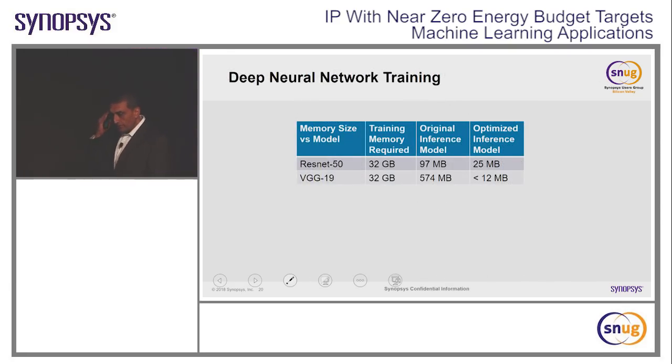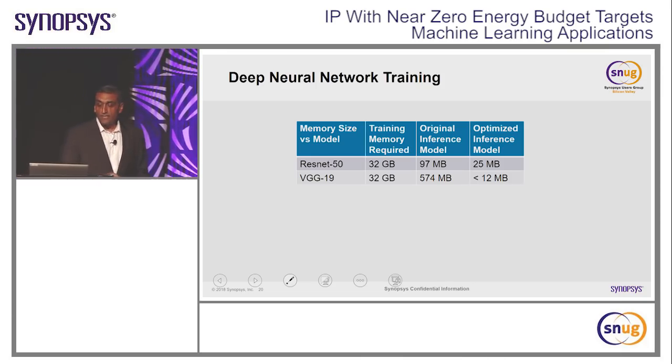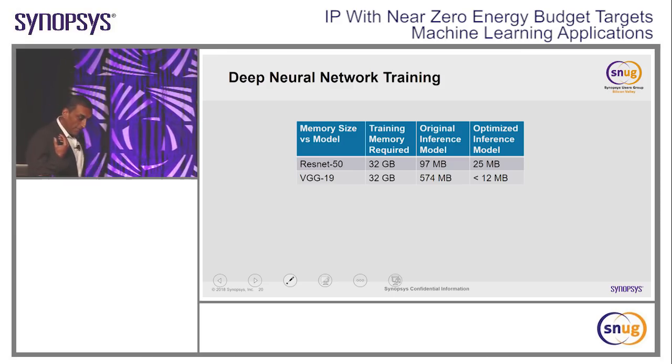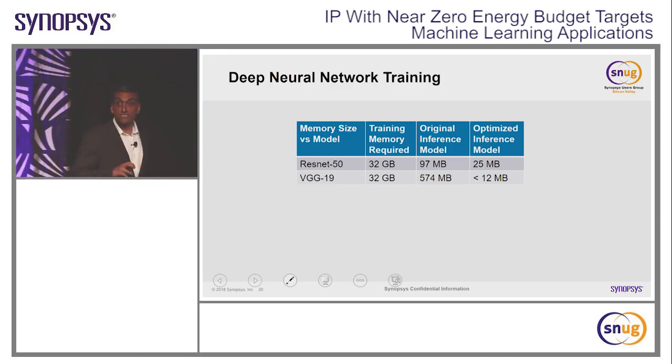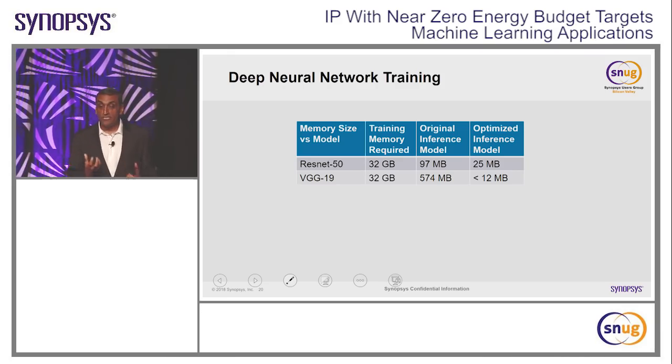So I'm going to take those two, and what I'm doing here is three things. We have the memory size and the model, and I'm looking at the training memory required, the original inference model, and the optimized inference model. Remember, I provided these concepts of inference at the edge devices and training at the cloud, okay? So this is where you see it in action in terms of deep neural network training.